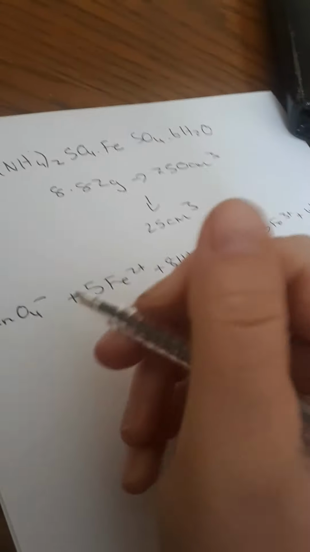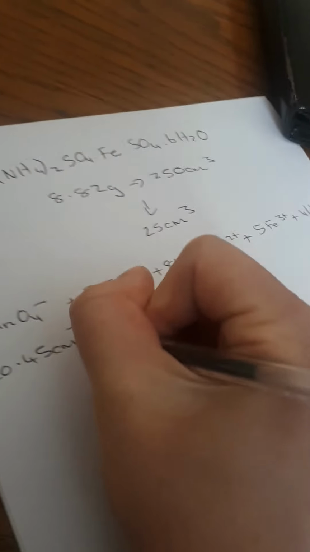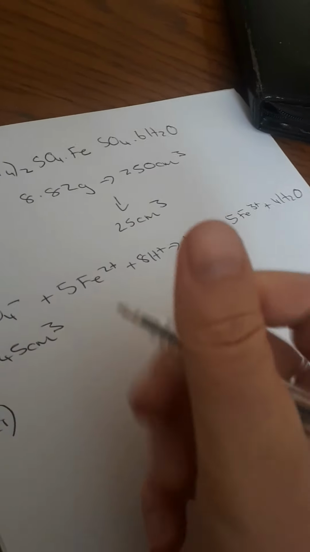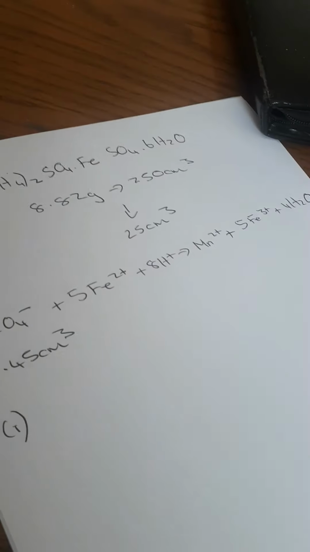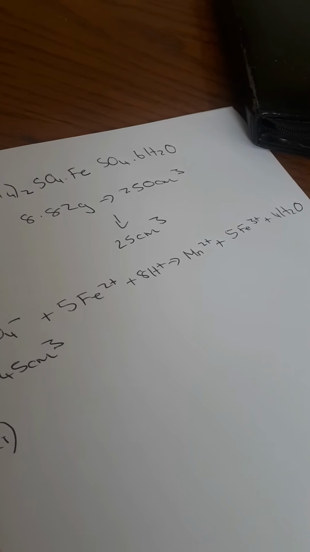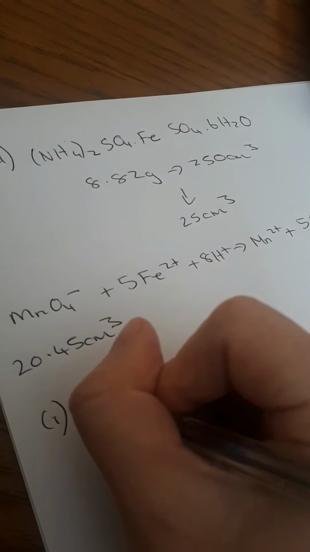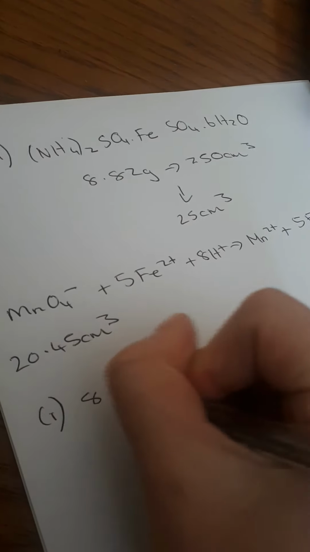Okay, and we're told that we have 20.45 cm³ of potassium permanganate. So the first thing you're asked is to calculate the number of Fe2+ ions in 25.0 cm³. What we need to do here firstly is we know we have 8.82 grams, so we need to firstly find out our number of moles. Number of moles equals mass in grams divided by relative molecular mass.